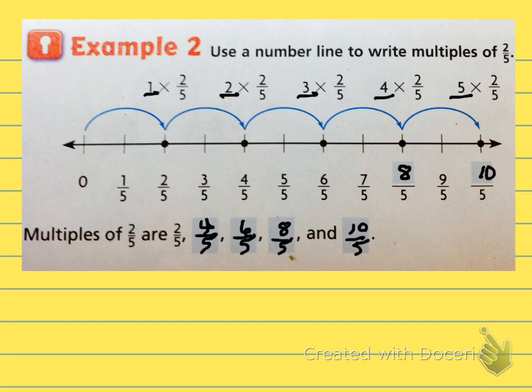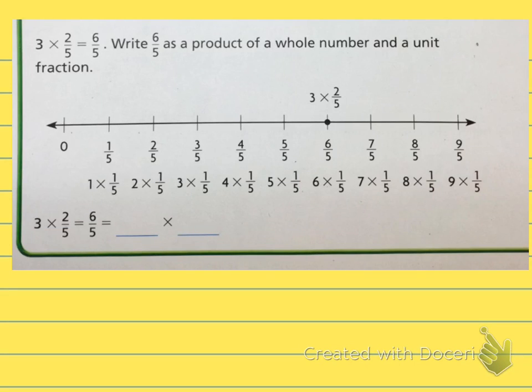All right, let's see if we can do this. All right, boys and girls, we're going to take a look. In this situation, we're going to write 3 times 2/5 equals 6/5. We're going to write 6/5 as the product of a whole number and a unit fraction. Please take a look at the number line.